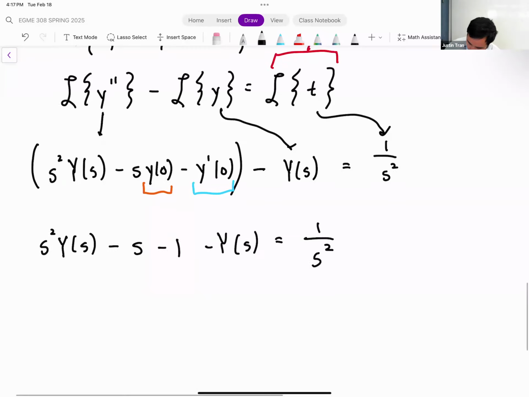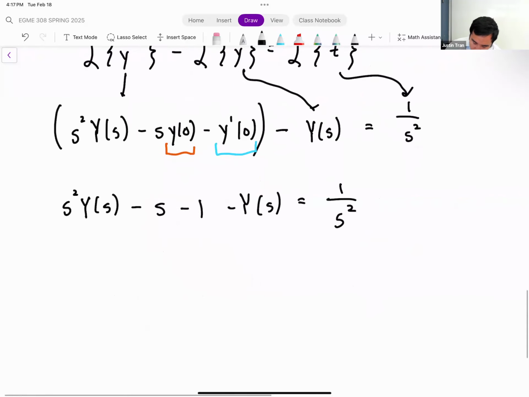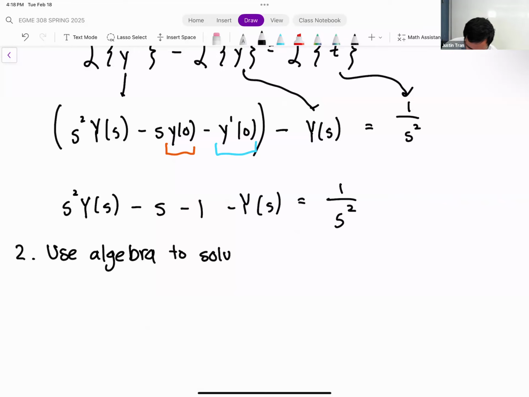Now that we've taken the Laplace transform and plugged in the initial conditions, let's move on to step two. In step two, we're going to use algebra to solve for Y of s. Basically, we're just going to isolate Y of s by itself and move everything else to the right-hand side of the equation.